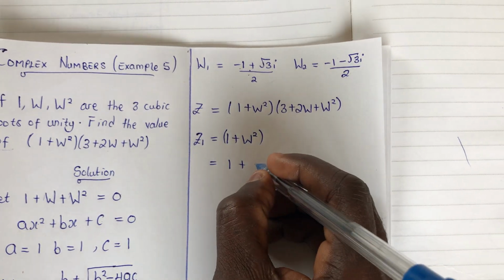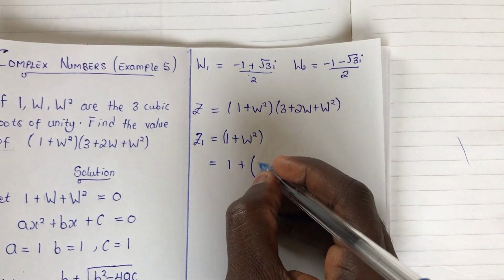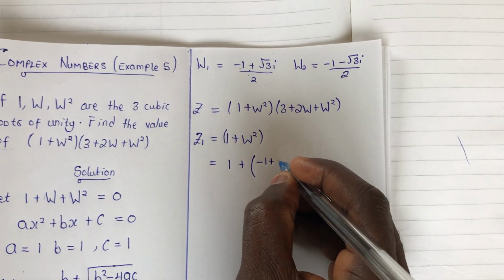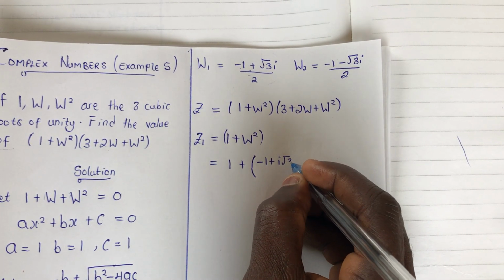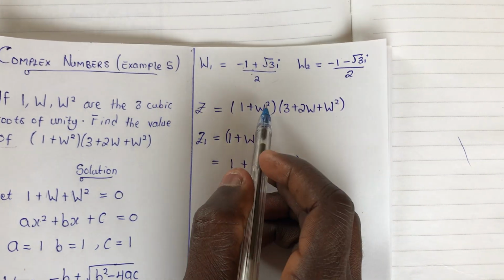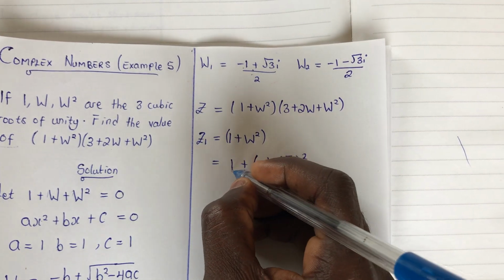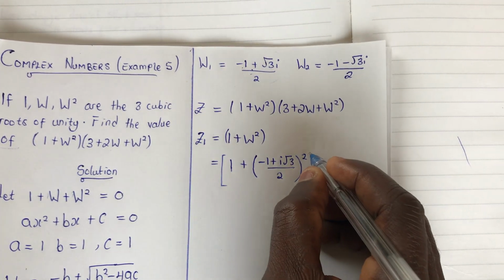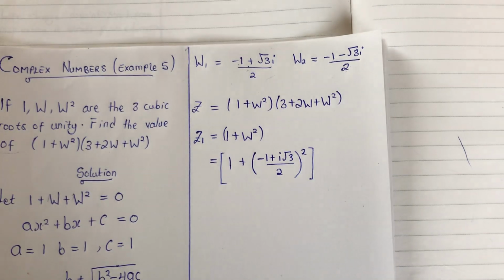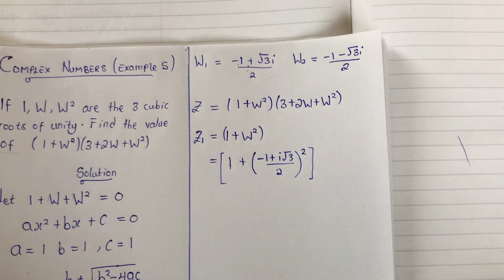So we have 1 plus, (-1 plus i root 3) all over 2, and we are supposed to square this. So we square this, and let me put everything in one bracket. Now there's no need for you to worry yourself to solve this by hand. You can just punch this on the calculator.